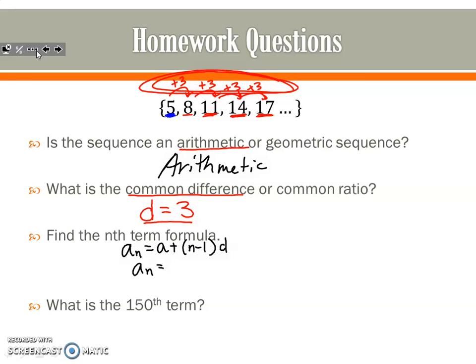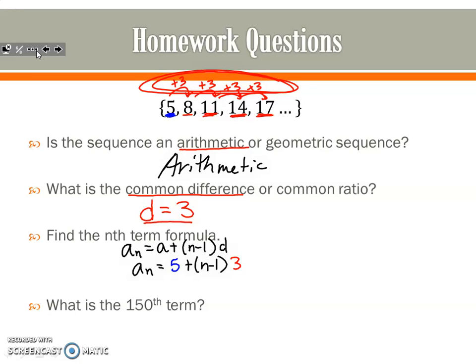A sub n equals 5. Is this the same one we did before? Well, I'm just going to do it, even if it is. I hope it's not. I think it is. I don't know. Whatever. And our D value is 3.